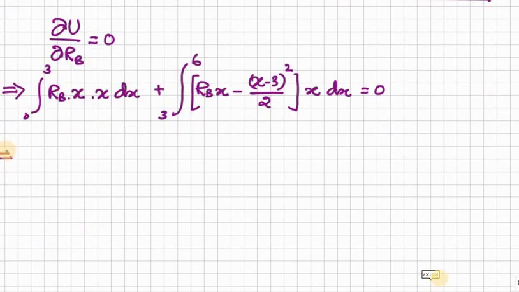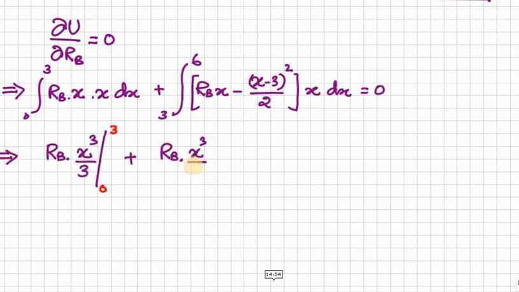Therefore, we have two spans. First one is BC, which is 0 to 3 limits. Therefore, 0 to 3 of Mx into dou Mx by dou R, plus this is the limit of next span CA, and this is our Mx, this is our dou Mx by dou R, which is equal to 0. There is no yielding of support B. Okay, there is no work done by the reaction RB at support B. That's why 0.